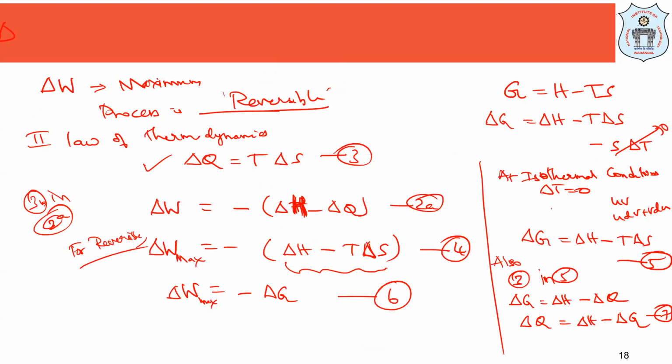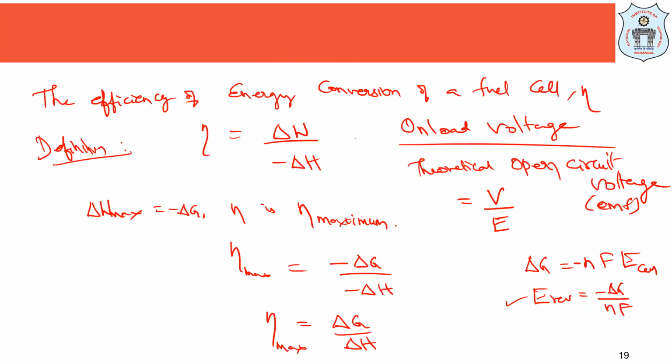And we saw that it has to be reversible. So we got delta W maximum is equal to minus delta G. We define the efficiency of the energy conversion of a fuel cell as delta W by minus delta H. So delta W is equal to minus delta G, and we get a maximum efficiency of delta G by delta H. So if you are able to calculate delta G and delta H, you will be able to solve the numerical and get the efficiency of a fuel cell.